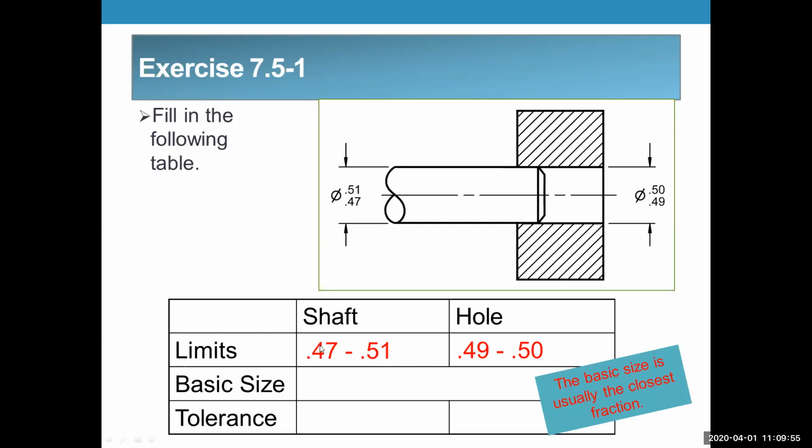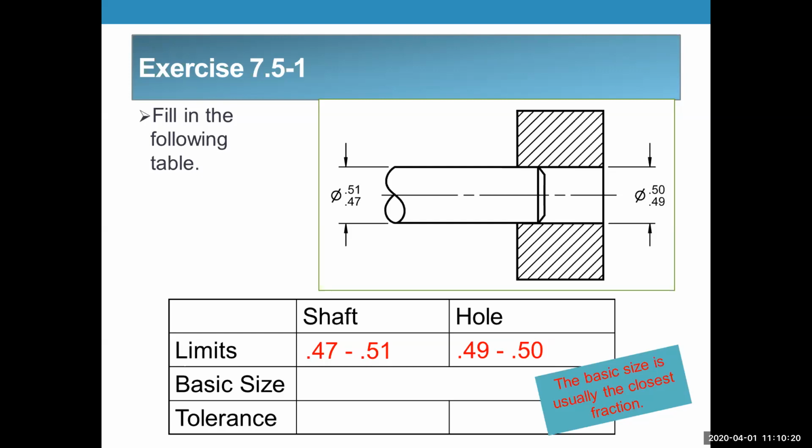And if I'm writing them out this way, I'd prefer the maximum material to be the first number. So the shaft limits, in my opinion, should be 0.51 to 0.47. But this is the standard. So that's what we go with in the class.